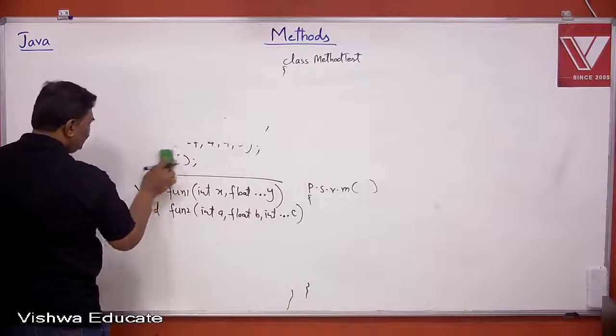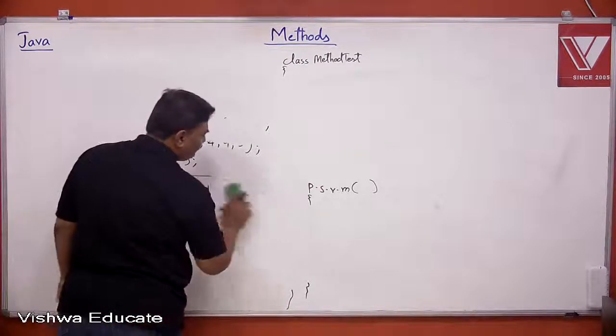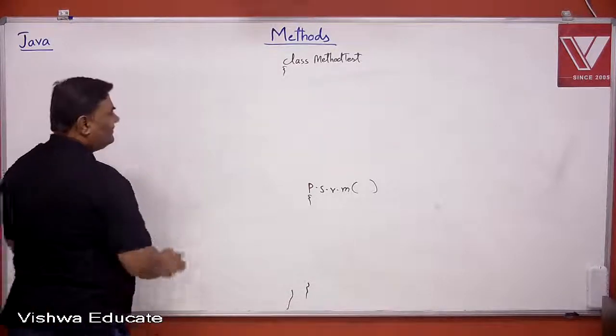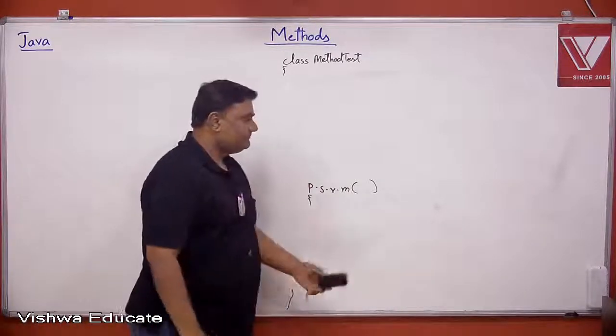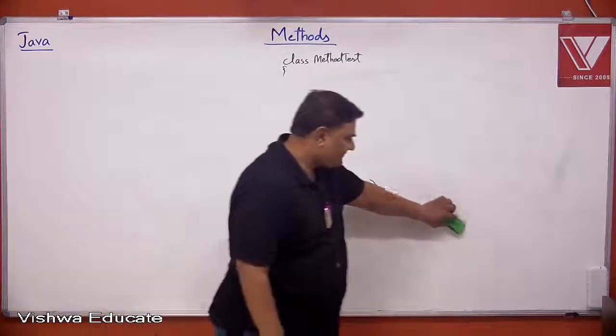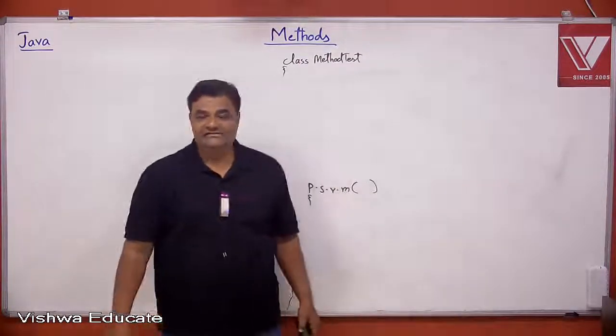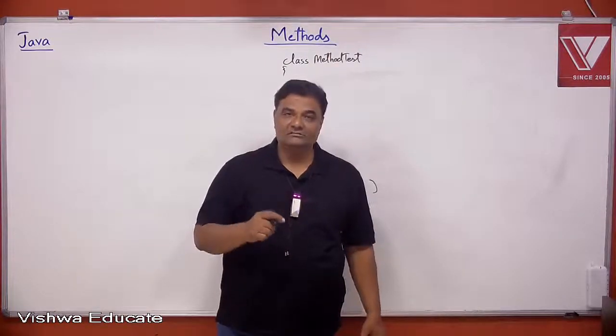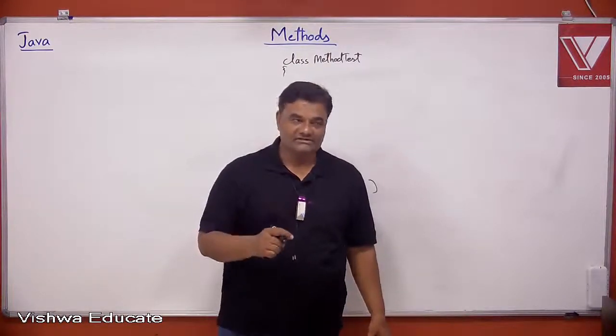So this was variable arguments, or variable arity arguments. Now next, what are the ways how you can call a method of a class? Let us look at this.